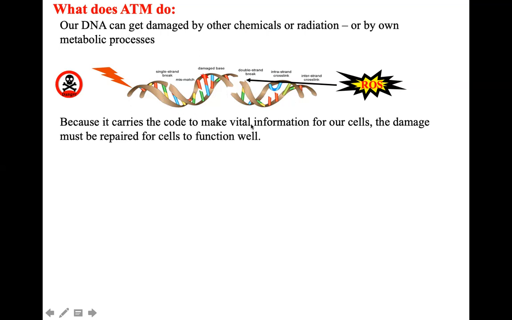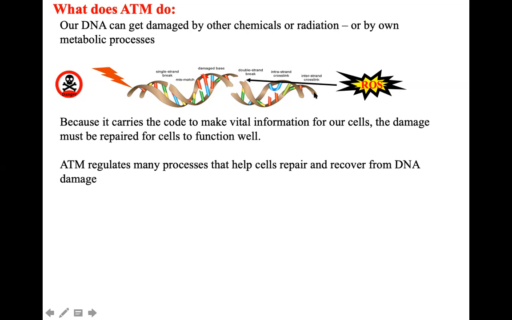Because your DNA carries the code to make this vital information for our cells, the damage must be repaired for the cells to function. If the proteins are damaged, and they are damaged, that's not a big disaster because you can make more because you've got that code. But if that actual code is damaged, then you can't go and make more protein. So it's really important that we do have a good process for repairing this damage, because it definitely happens just from our own metabolism.